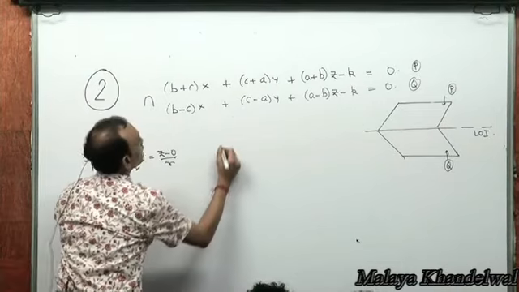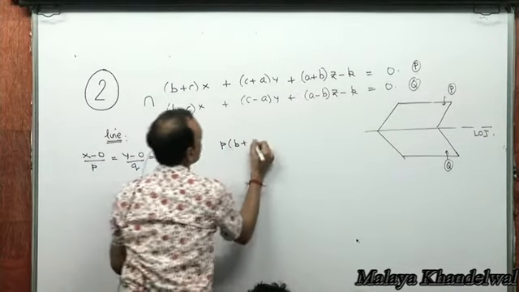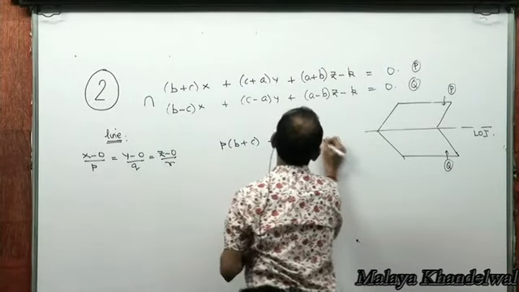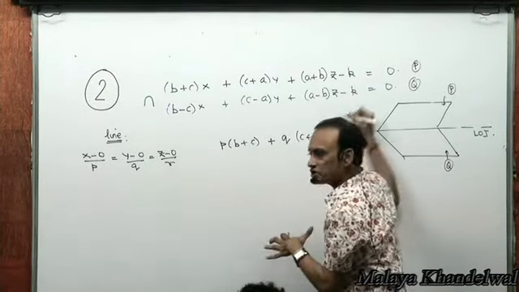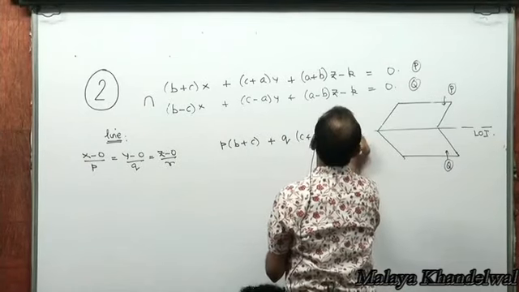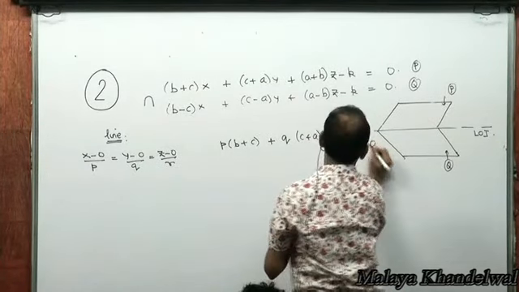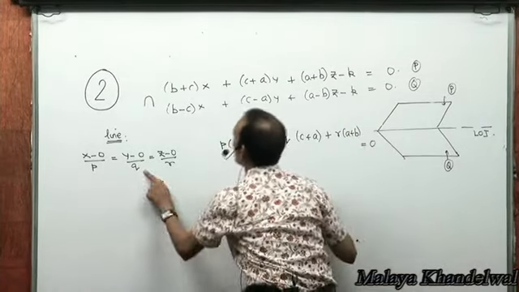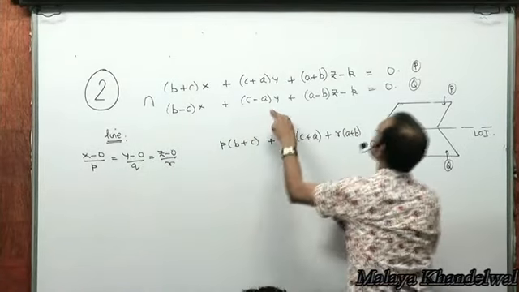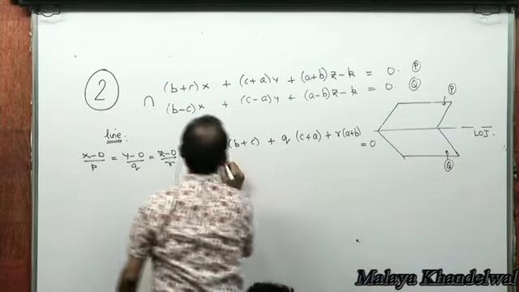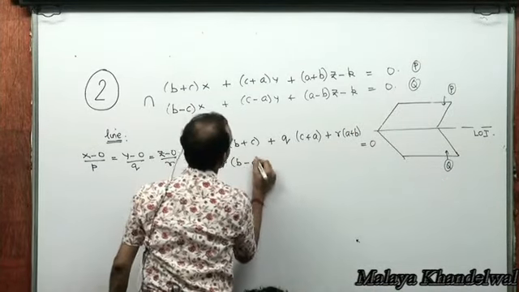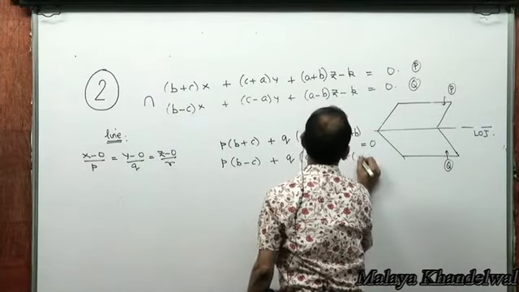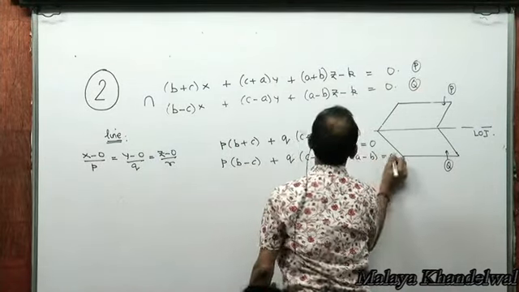So I end up getting P into (B plus C) plus Q into (C plus A), I hope all of you understand this, or do I need to write the vector notation? Plus R into (A plus B) must be zero. Right? And similarly, (P, Q, R), when I take a dot product with this, this and this, I end up getting P into (B minus C) plus Q into (C minus A) plus R into (A minus B) equal to zero.